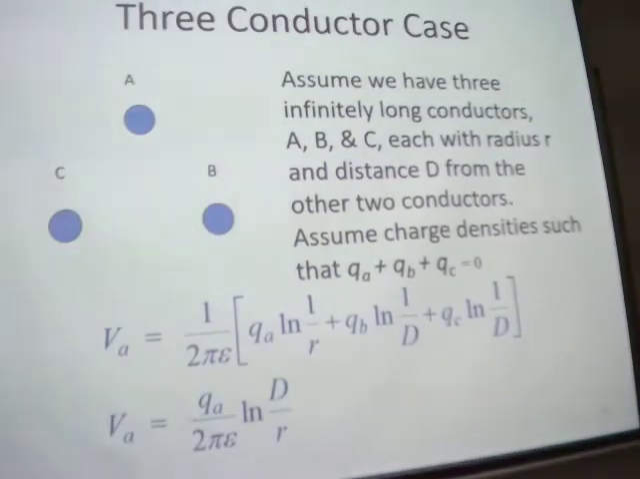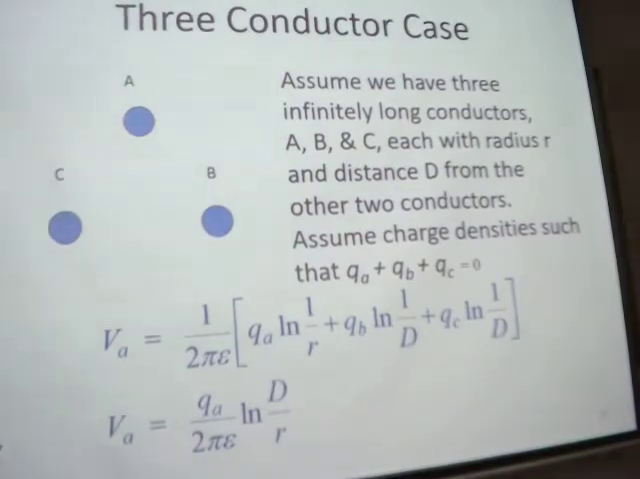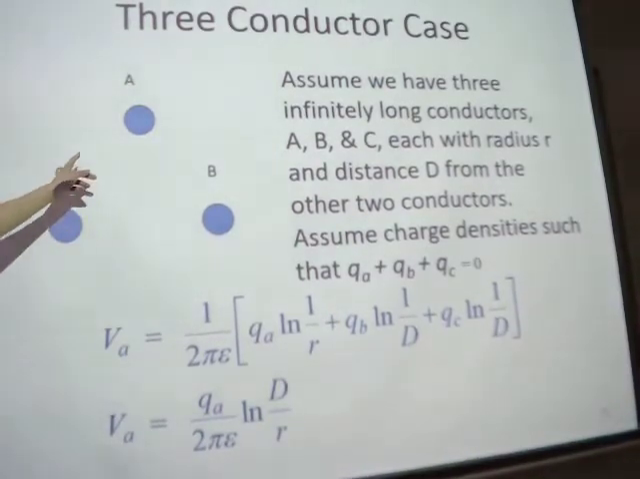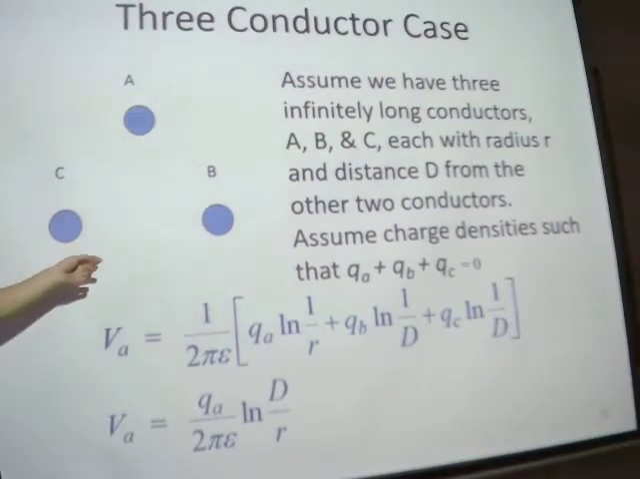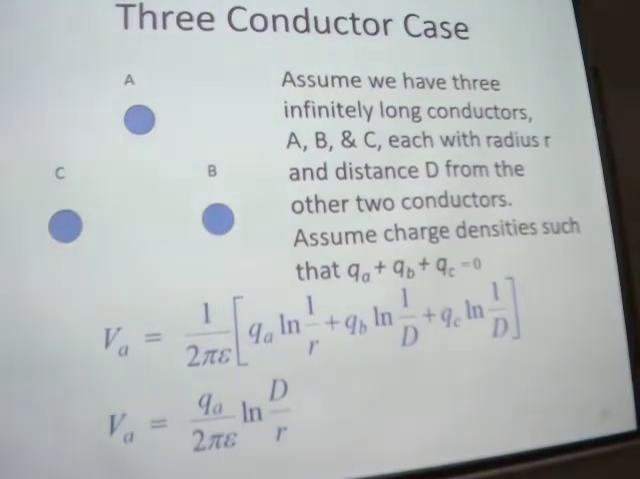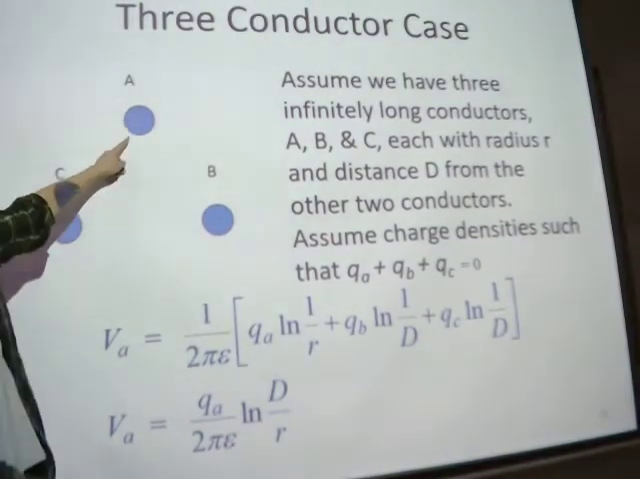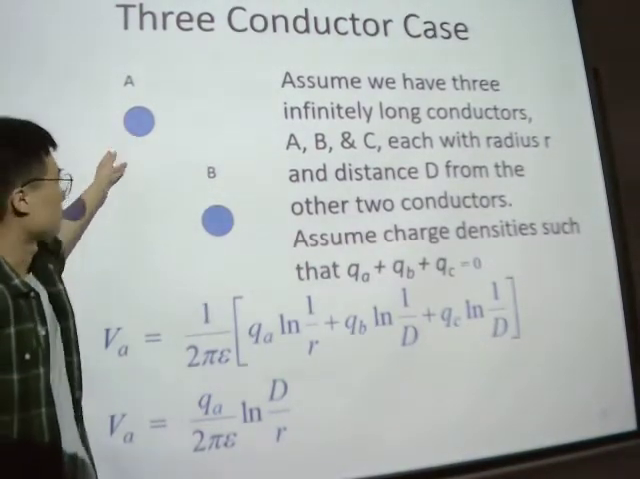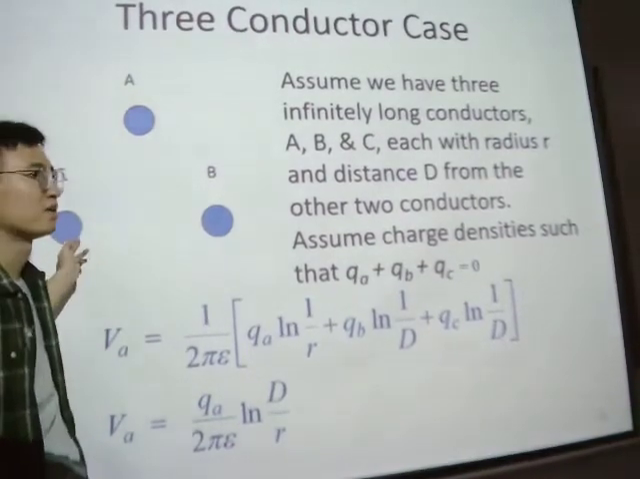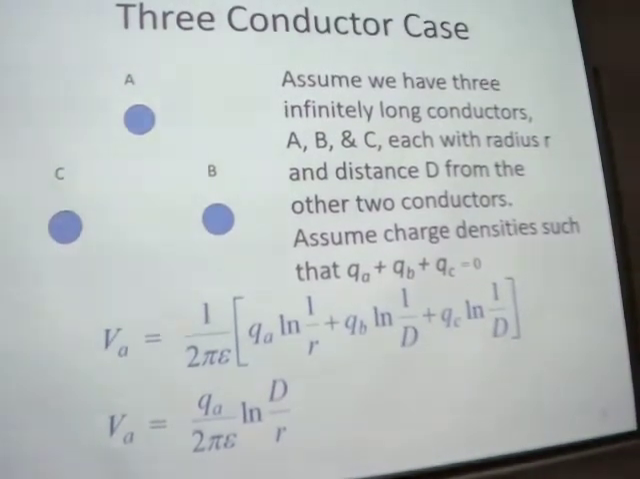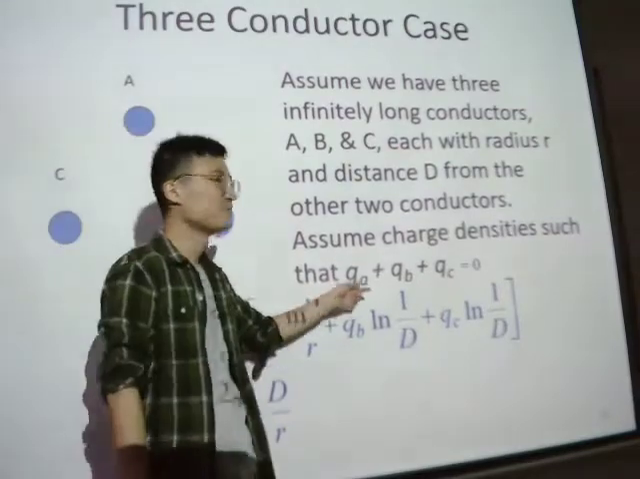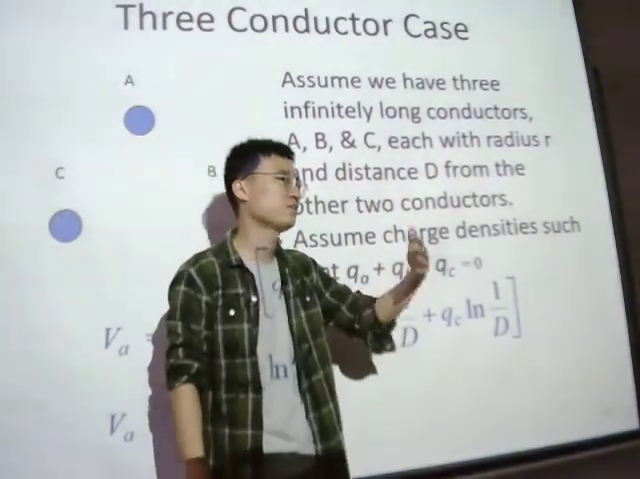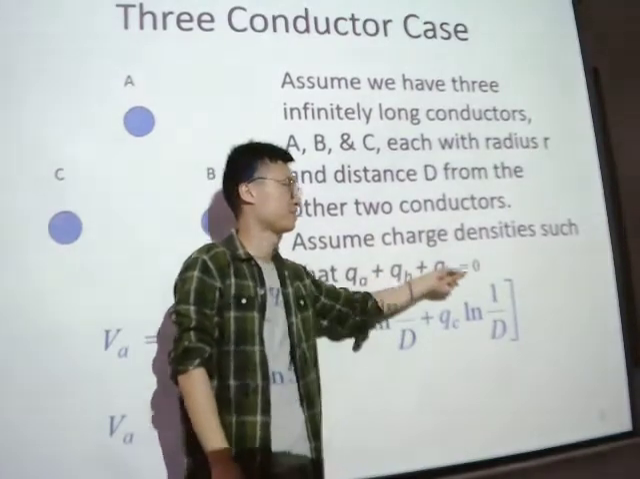Next page. Here is our 3-conductor phase rack, and we also assume that it is symmetric, so it will be a balanced system. So the A, B, and C are each the same distance, the uppercase D, from the other two. We also assume that this is the whole system, so there will be no more electric charge going out or coming in. So the sum will be 0.